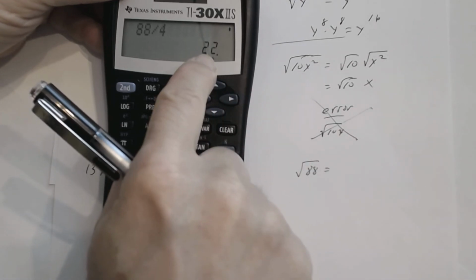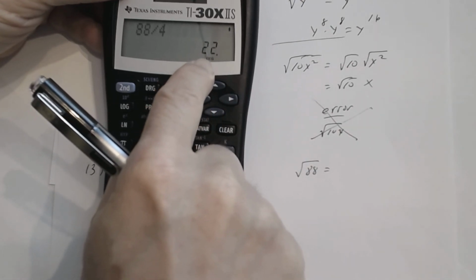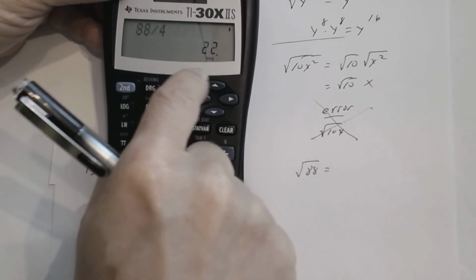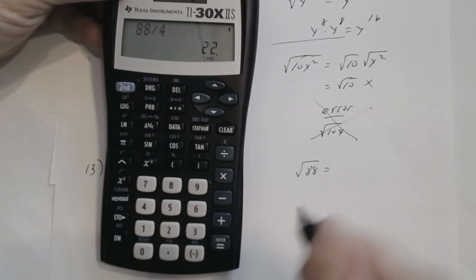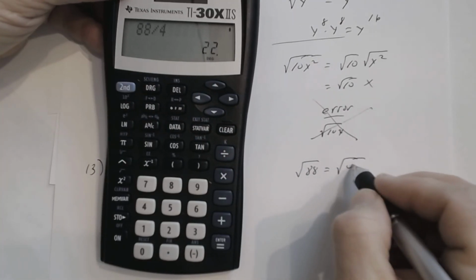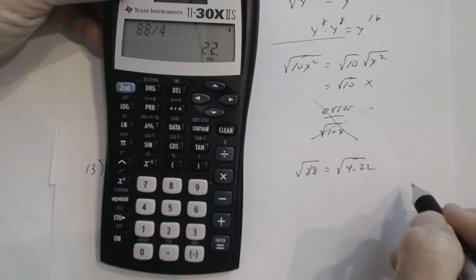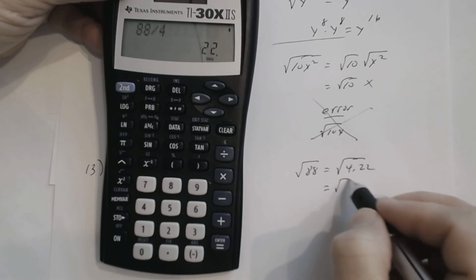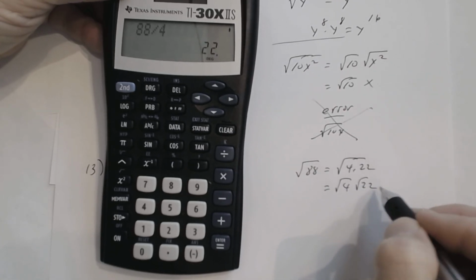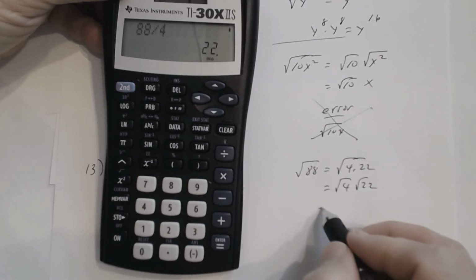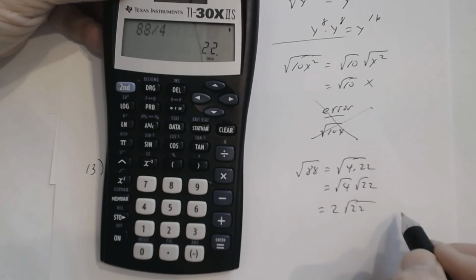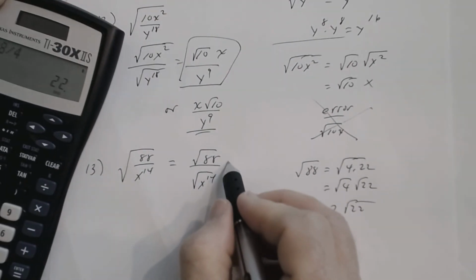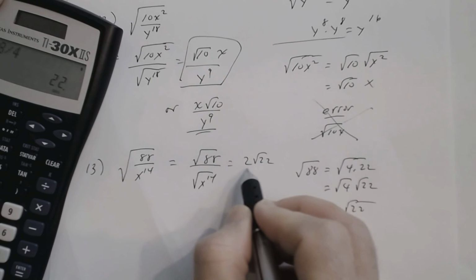And is there another perfect square that goes into 22 besides 1? No, because that's 2 times 11. So 4 is the largest. So this will become the square root of 4 times 22. And then using the product rule, this is the square root of 4 times the square root of 22. The square root of 4 is 2, so you get 2 square root of 22. So that's your numerator.